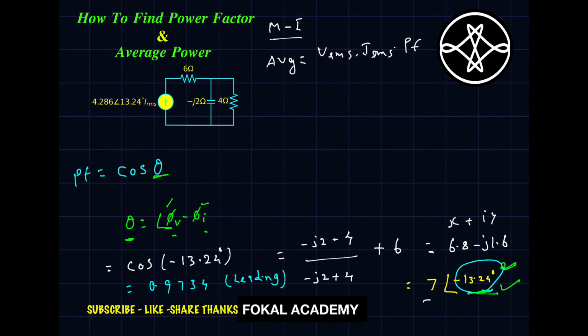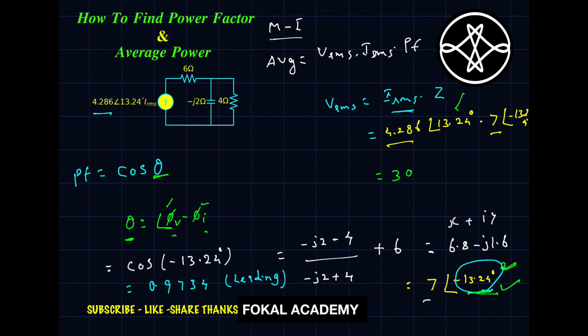By applying Ohm's law, we will get the Vrms value. So Vrms equals Irms into Z. Irms is 4.286 with phase angle 13.24 degrees, and the impedance is 7 with phase angle minus 13.24. Whenever two phasor forms are multiplied, their amplitudes are multiplied and the phase angles are added. So that is 4.286 into 7, which gives 30, and the phase angles add up to 0. This is the Vrms.